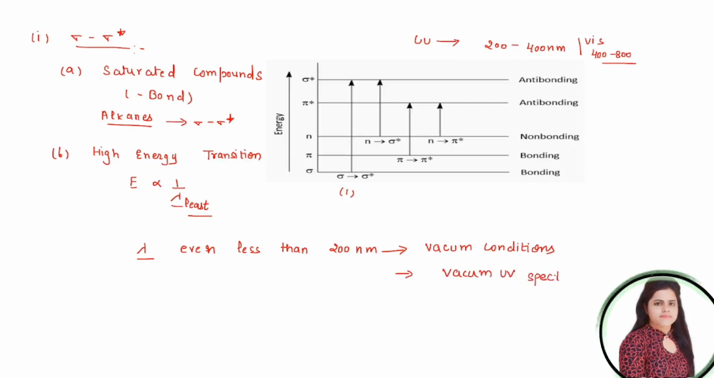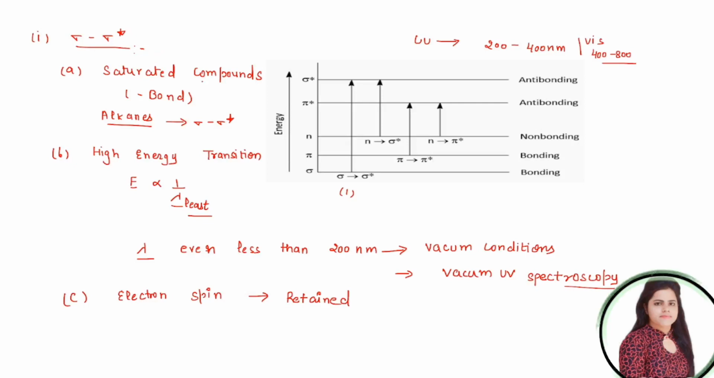That will be called vacuum UV spectroscopy. Here the lambda will be even less than 200 nanometer. Then, the last point I am telling you is that here the electronic spin will be retained, it will not be changed. So these are the main points of your sigma to sigma star transition.